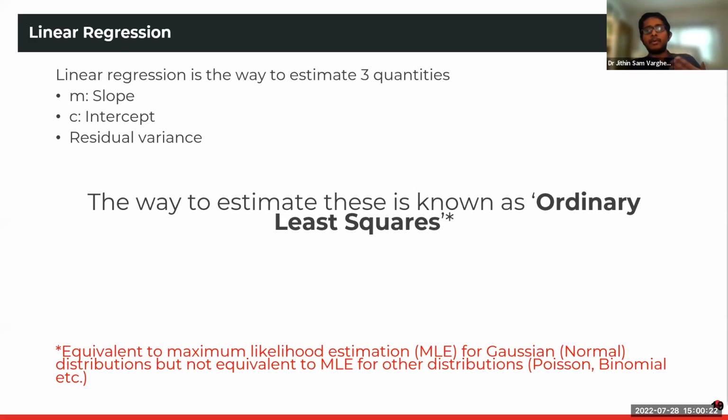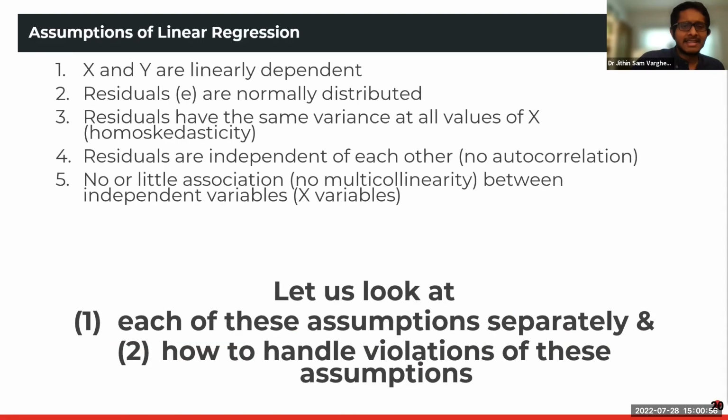So when we borrow from our previous discussion about slopes, intercepts, and residuals, linear regression tries to estimate these. The process of estimating these quantities for linear regression is known as ordinary least squares. Any statistical technique has to fulfill certain assumptions. In the case of linear regression, these are: x, which is your independent variable, and y, which is your dependent variable, are linearly dependent. The residuals E, which we spoke about, are normally distributed.